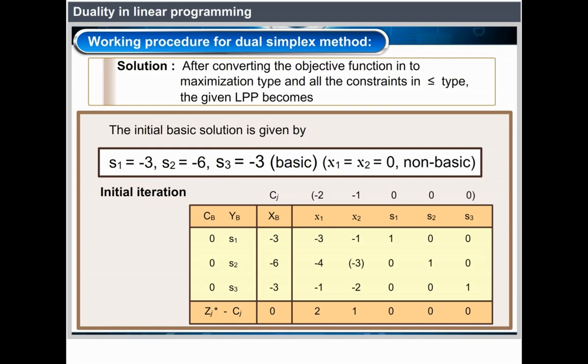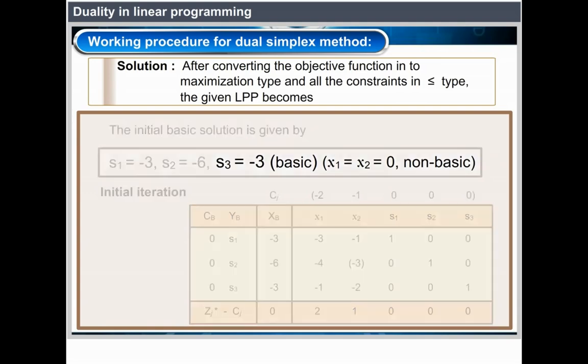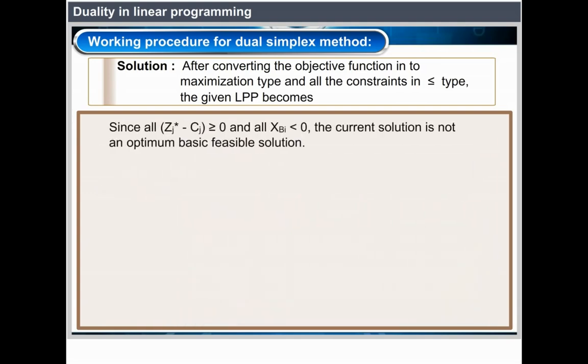Then Zj star minus Cj row: 0 for XB, 2 for X1, 1 for X2, 0 for S1, 0 for S2, 0 for S3. We can notice very clearly this table is opposite to the simplex method table, because in the simplex method table we obtain the Zj minus Cj row as negative and the XB column as positive. Here the XB column is negative and the Zj minus Cj row is positive. Since all Zj star minus Cj are greater than or equal to 0 and some xbi are less than 0, the current solution is not an optimum basic feasible solution.